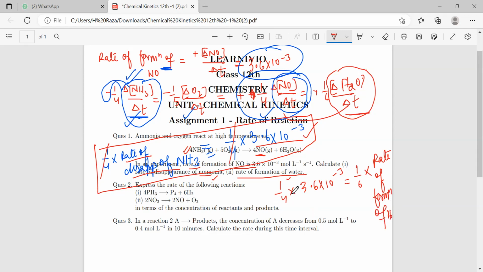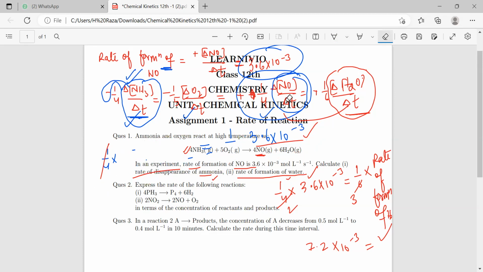So you can see 2 2 is 4, 2 3 is 6. This 3 will multiply in this, so it becomes 7.2 into 10 raised to the power minus 3. Are you getting my point? Yes, sir. Very good. The next one that you have solved is correct, and this is also correct. Only this type of questions you need to keep in mind. Okay, it's very important. Are you getting my point? Yes, sir. Very good.